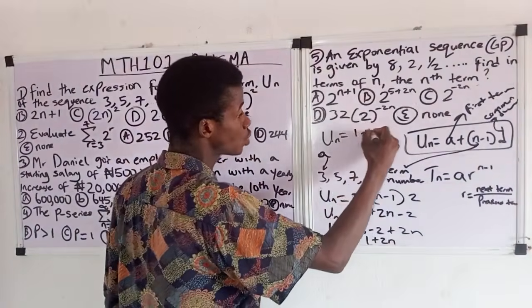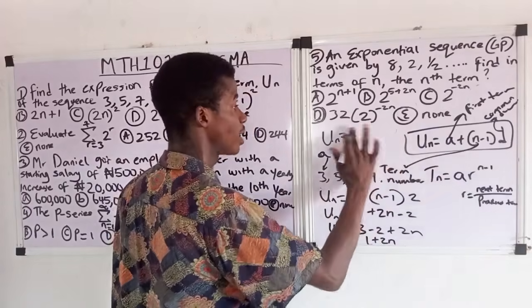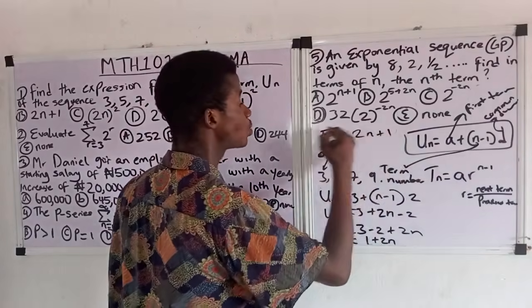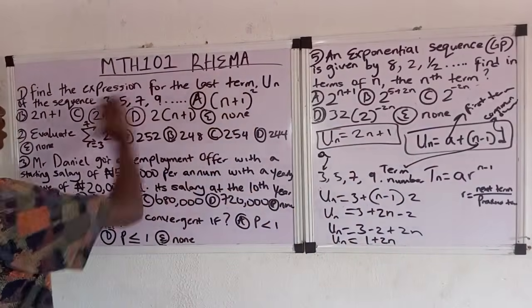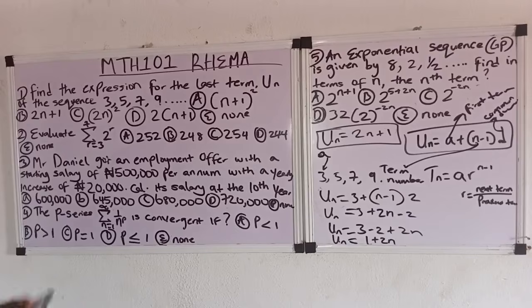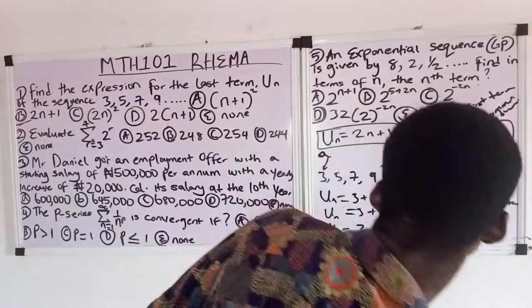It's equal to 1 plus 2n, or we can say 2n plus 1. So this is the expression to calculate the last term of this sequence. If you look at the board, the answer is B, right? So 2n plus 1. For this first question, the answer is B. Okay.